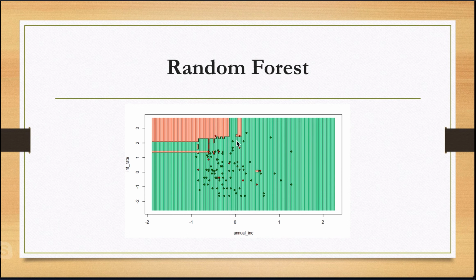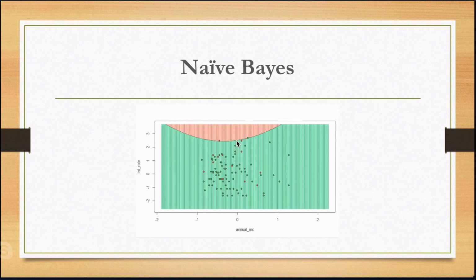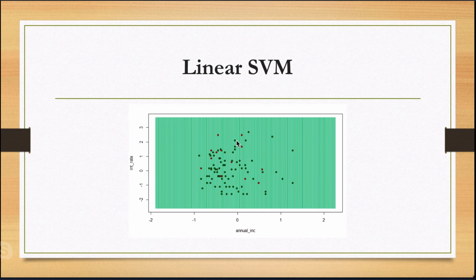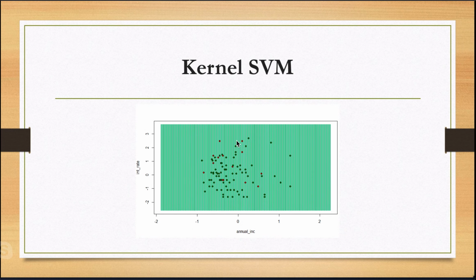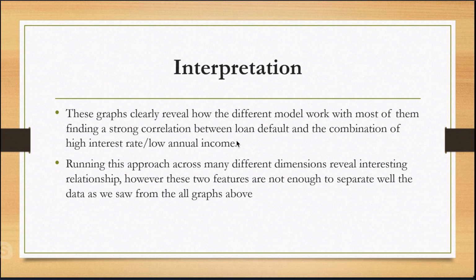So we can go over all the different models, such as random forest, which has the same feature, KNN, which is a bit more different, naive Bayes also: high interest rate, low annual income, most likely to default. Linear SVM and kernel SVM are just indicating that all variables were the same, and the neural network means that when there is a high interest rate and low annual income, the customer is most likely to default. So this graph clearly shows us that for a customer loan to default, we need to have a combination of high interest rate and low annual income. Running this across different dimensions is very interesting. However, we can say this data is not very separable, given that no model can classify the data correctly.